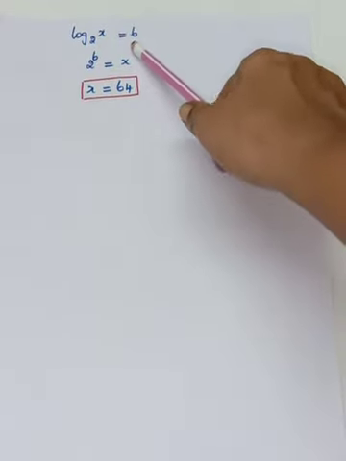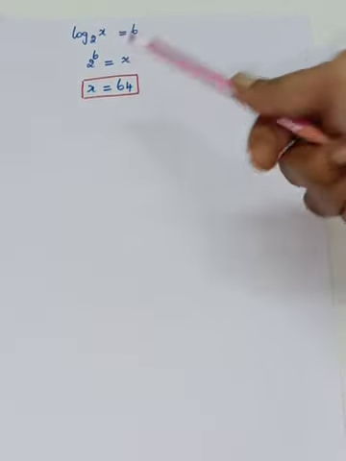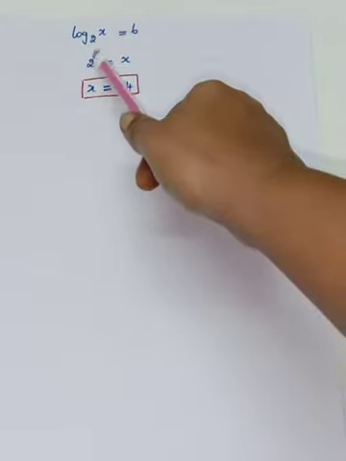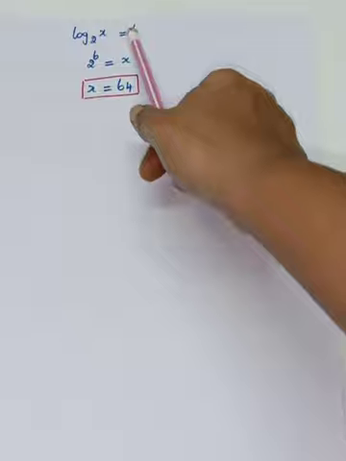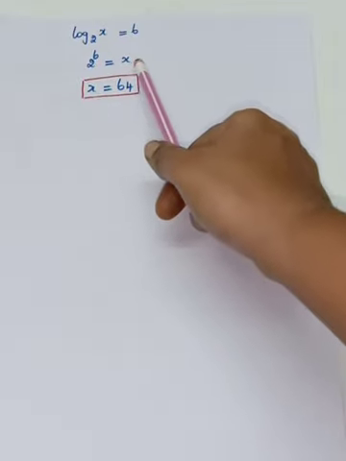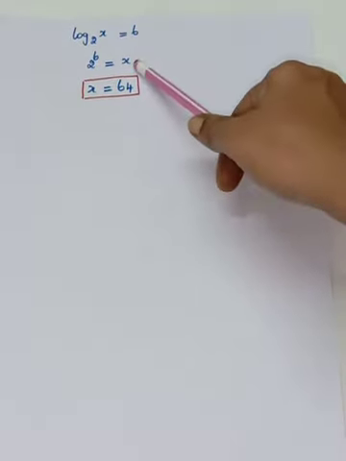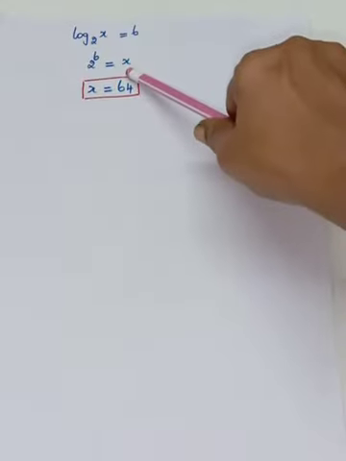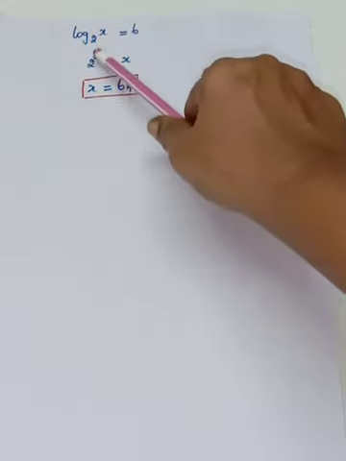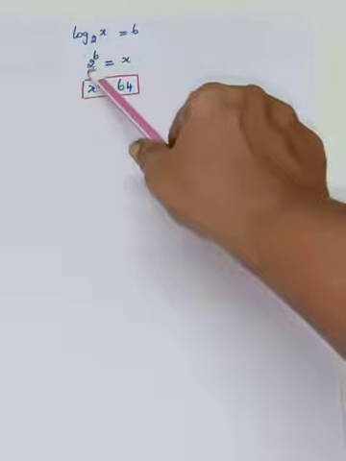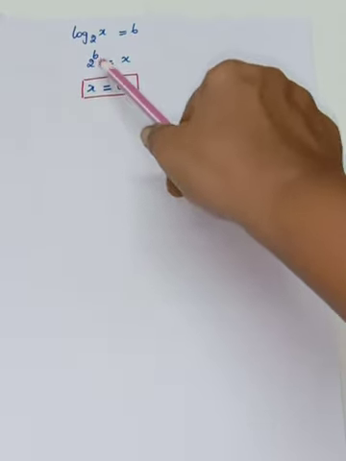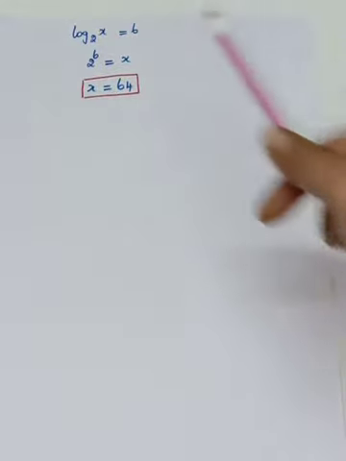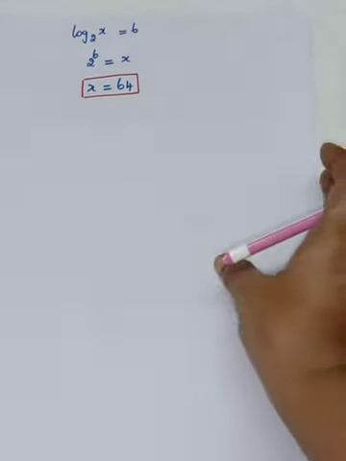So the logarithmic function is there. If you want to change it to the exponential function, how will it be written? The base 2, the exponent, the power 6: 2 to the power 6 is equal to x. It's the definition of the logarithmic function and the exponential function. So first you write the base, then the power, that is 6, is equal to x. What is 2 power 6? That is equal to 64. So the x value is equal to 64.